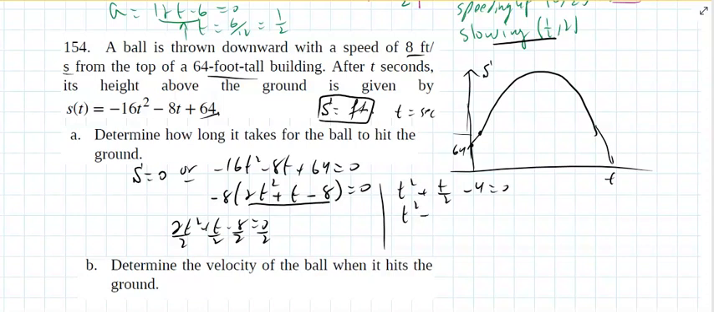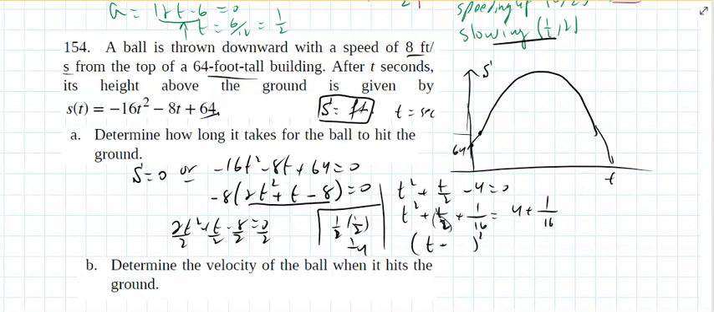I'll take t squared plus t over 2, and I'm going to add a number. Take half of the middle number. Half of the middle number is 1/2. Take half of 1/2, that's 1/4, and square it. That becomes a perfect square: t plus the number before I squared it. And this is 64 plus 1/16 over 16.